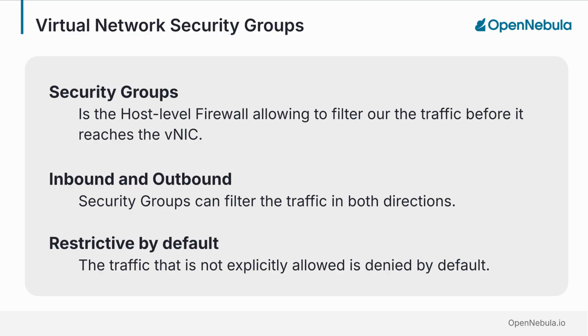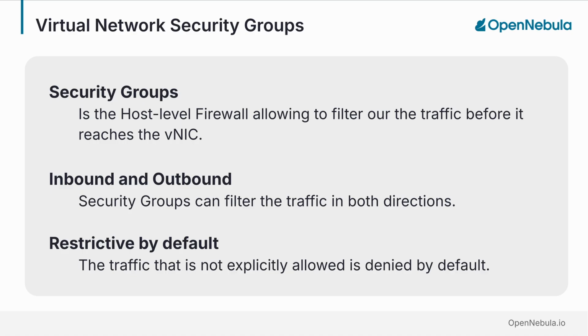Consider security groups as a host-level firewall to stop the traffic flow before it reaches the virtual machine's virtual network cards. Each group is a set of individual rules. Security groups can operate in both directions, inbound and outbound. As the source or destination, you can use specific IPs, OpenNebula virtual network, or target all networks. Security groups are restrictive by default, meaning that whatever is not explicitly allowed is denied.